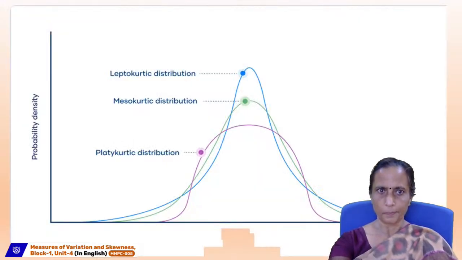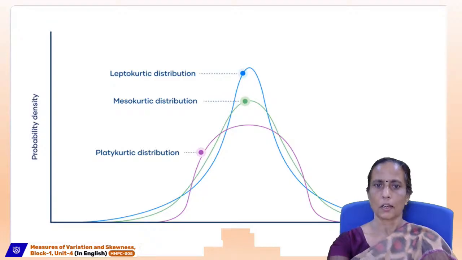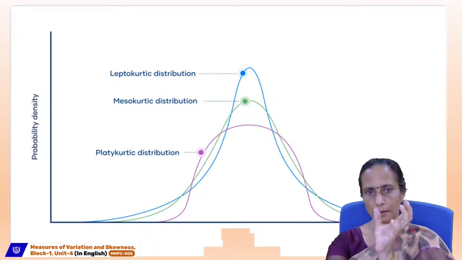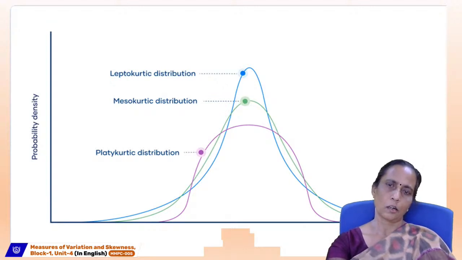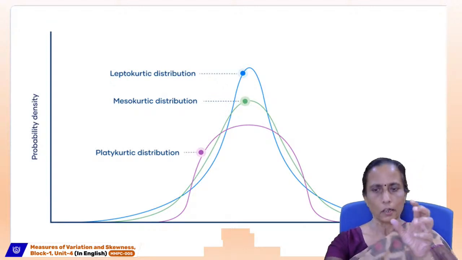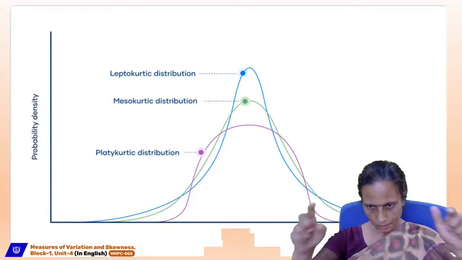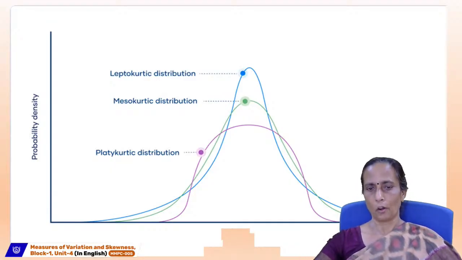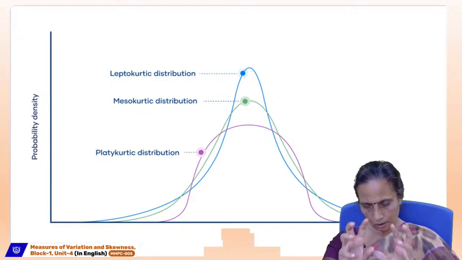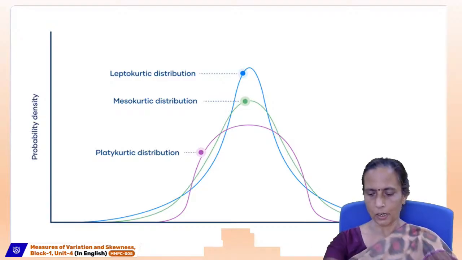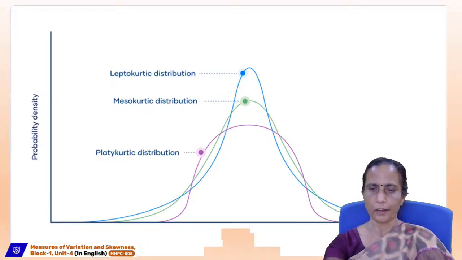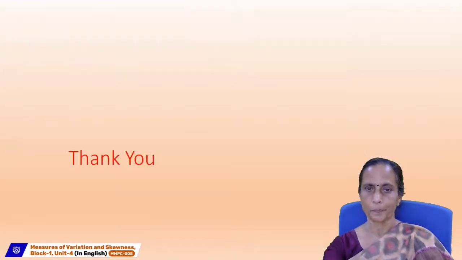Moving forward, this is what the platykurtic, mesokurtic, and leptokurtic distributions look like. Leptokurtic is more tailed, that means your outliers occur very often. Mesokurtic means medium, and platykurtic means your distribution is very stable.